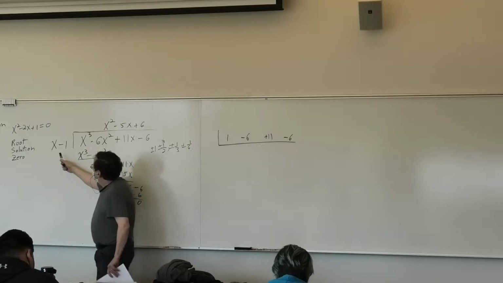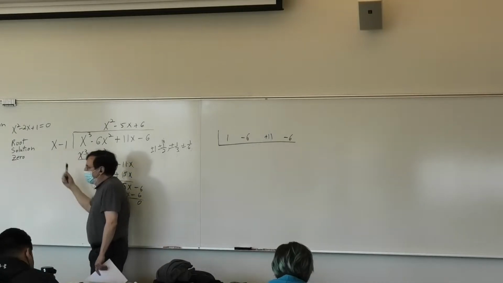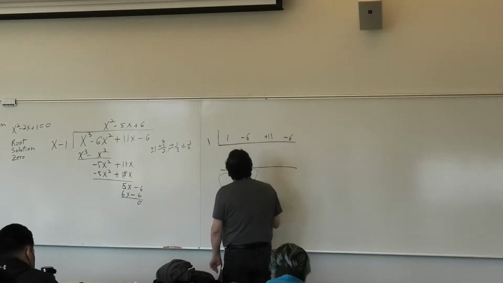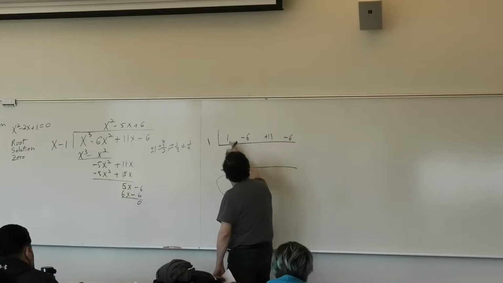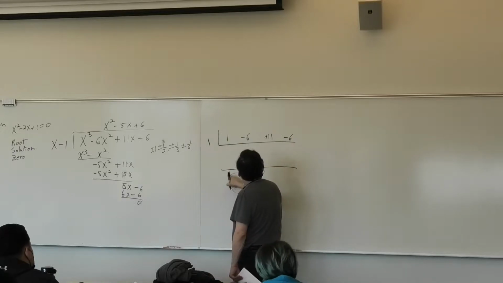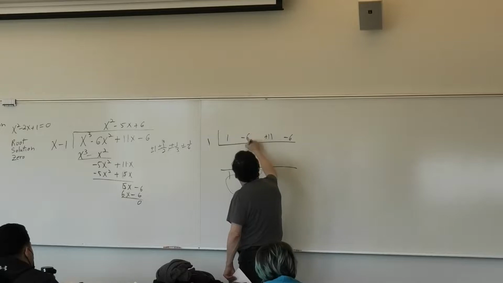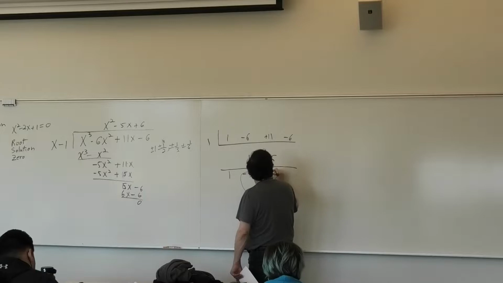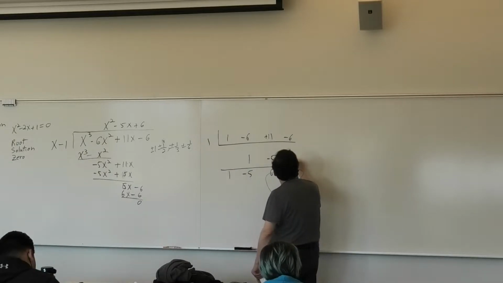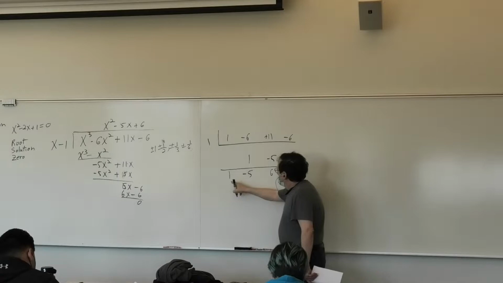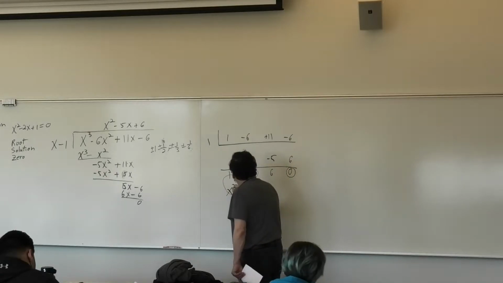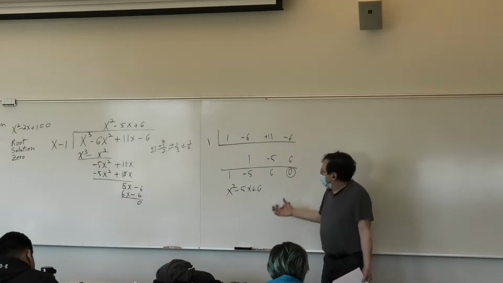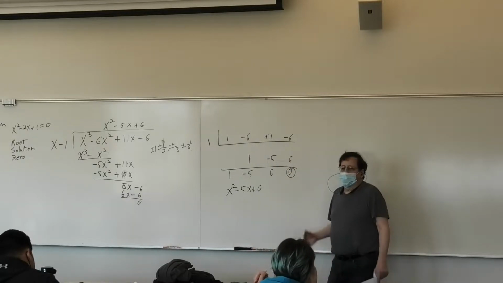And we take the root, not the minus 1, but 1, and we put it here. We bring 1 down, the first number. We multiply, put this number here and add. And we just keep doing that. 1, minus 5, 6, 1, 6, 0. So this tells us that the result was x squared minus 5x plus 6 with a remainder 0. You can see it's a lot quicker, a lot less writing.